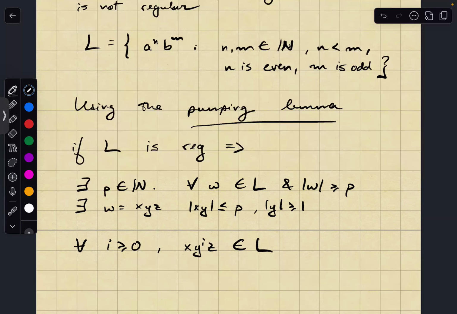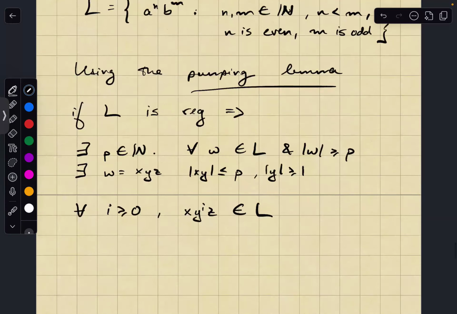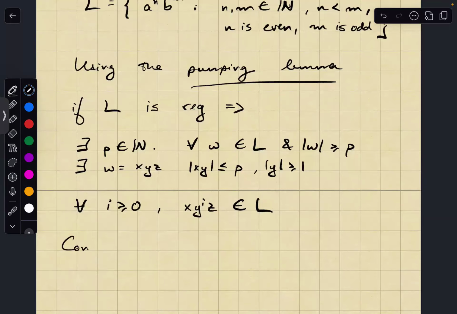Now, how do you use the pumping lemma to show that a language is not regular? Well, it's like, if regular, then this. So if not this, then not regular, right? You do the contrapositive. So what is the contrapositive?